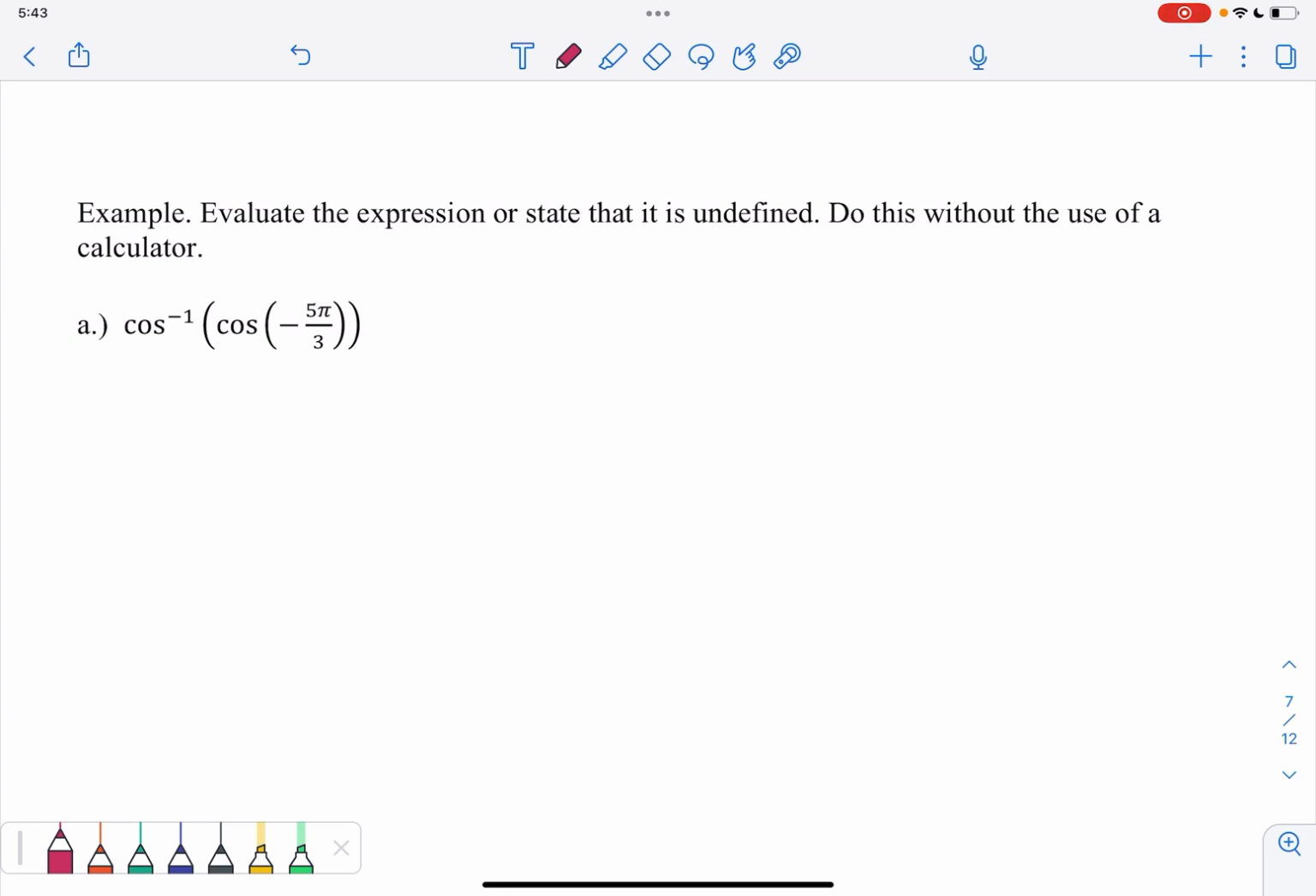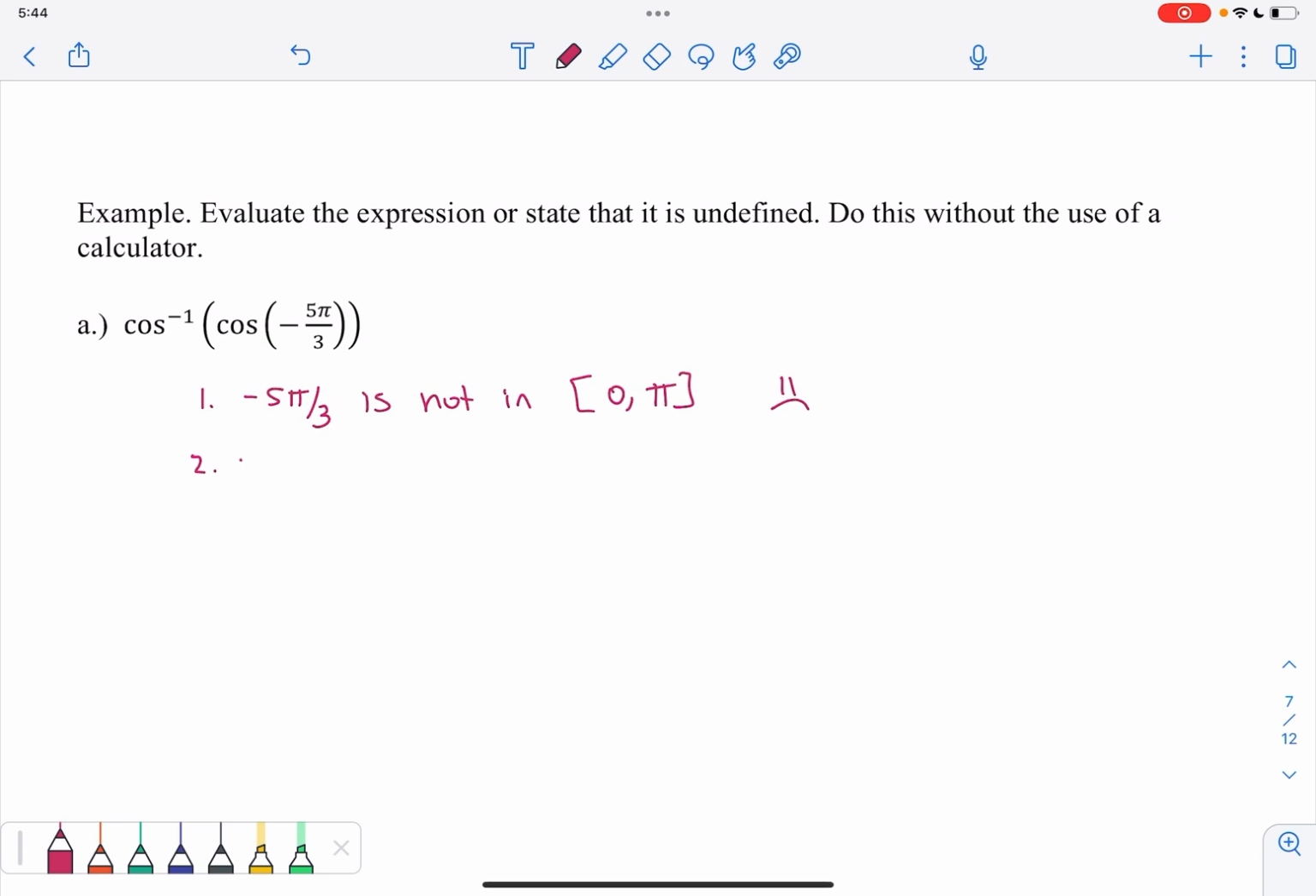Okay. So the best case scenario, or the second best case scenario, I should say, is if I have an angle where that is the input that can be found on the unit circle. Okay, so I'm getting a little ahead of myself. I'll read the instructions. Evaluate the expression or state it as undefined. Do this without the use of a calculator. All right, so negative 5 pi over 3, so I have a few notes. So first note, negative 5 pi over 3 is not in 0 to pi. Okay, so that's kind of my first note. So this is my sad case. That's why I have more work to do.